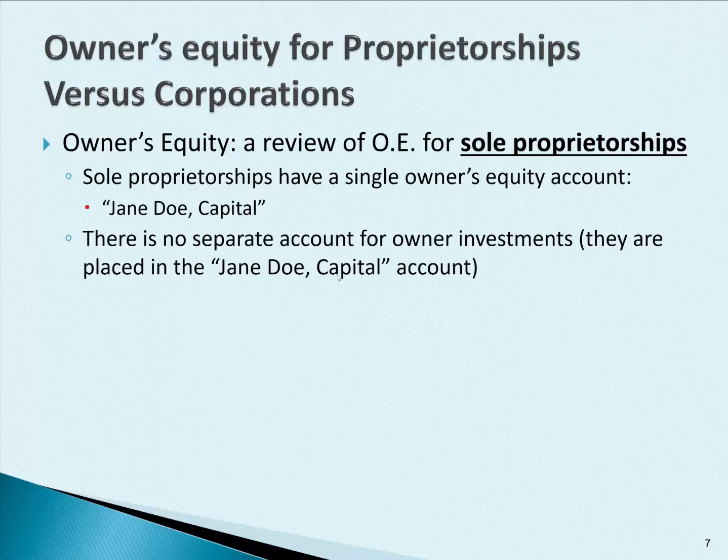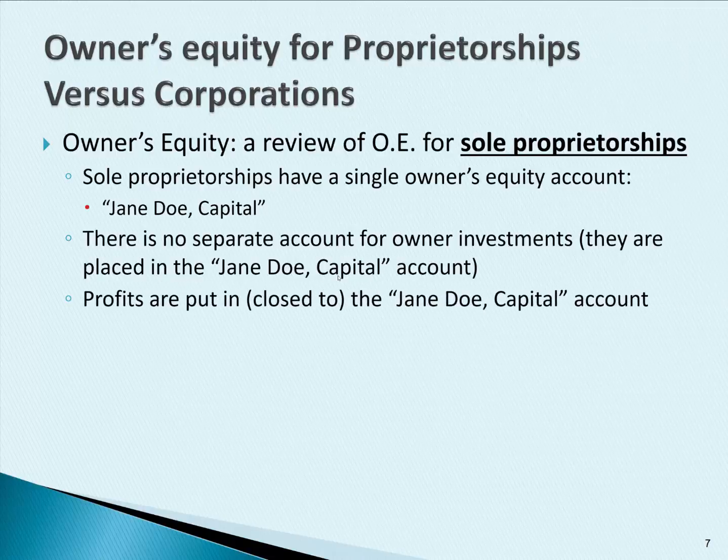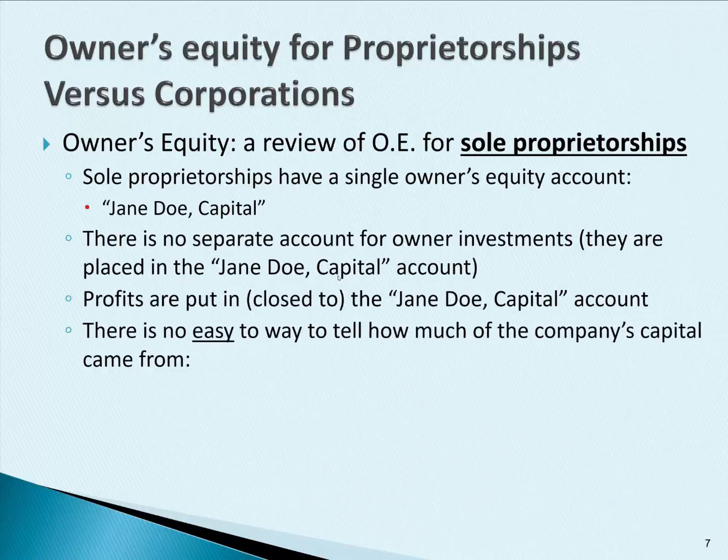So there's no easy way to tell how much of the capital came from owner investments. Profits are also put in, or closed to, the Jane Doe capital account. So again, there's no easy way to tell how much of the capital came from owner investments or from profits. You'd rather have the bulk of it come from profits. But because they're both commingled in the capital account, you can't tell easily how much of the capital came from owner investments and how much came from profits.